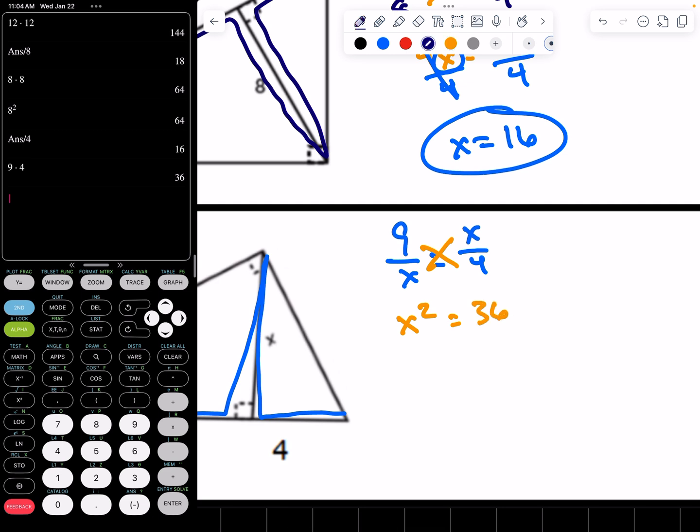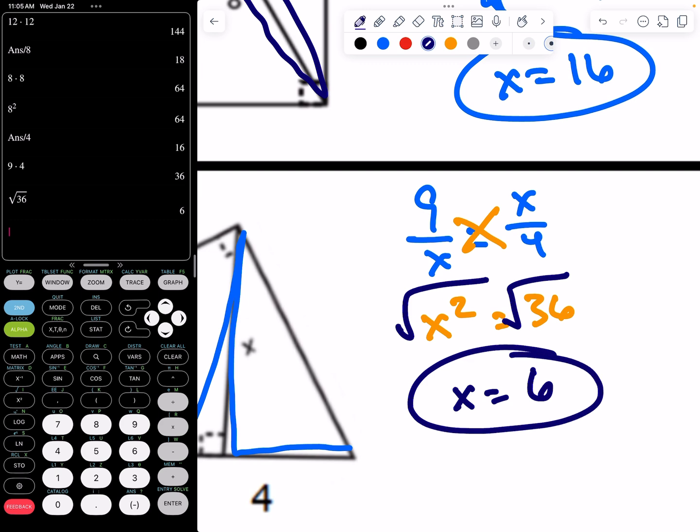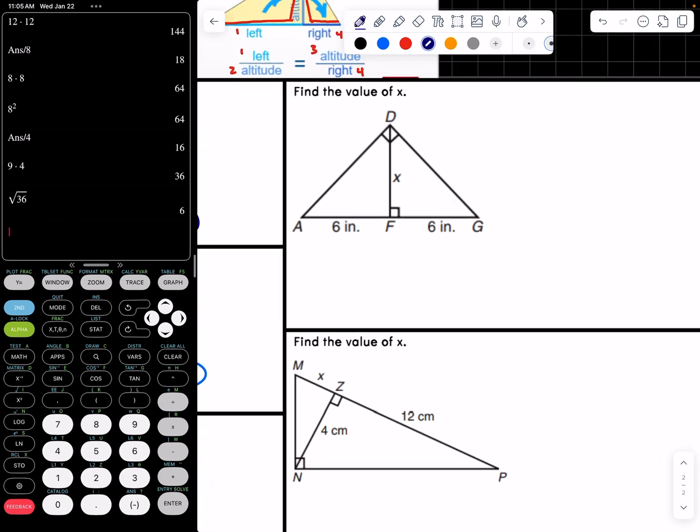In order to get rid of that square, because I want x by itself, I need to do the inverse operation. The inverse operation of squaring a number is taking the square root. And if I do it to one side, I do it to the other. So that leaves me with x on the left side by itself. Second square gives me that square root symbol in my calculator, 36. x equals 6. And as you can see, they're not crazy problems. We can do all of these.